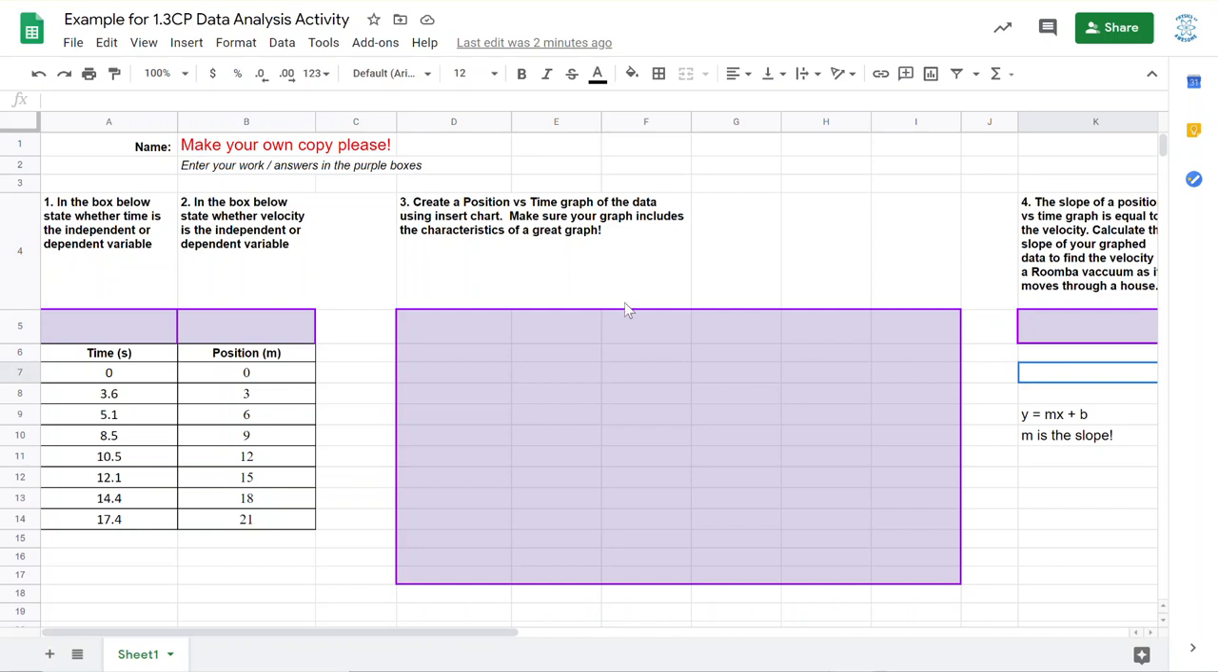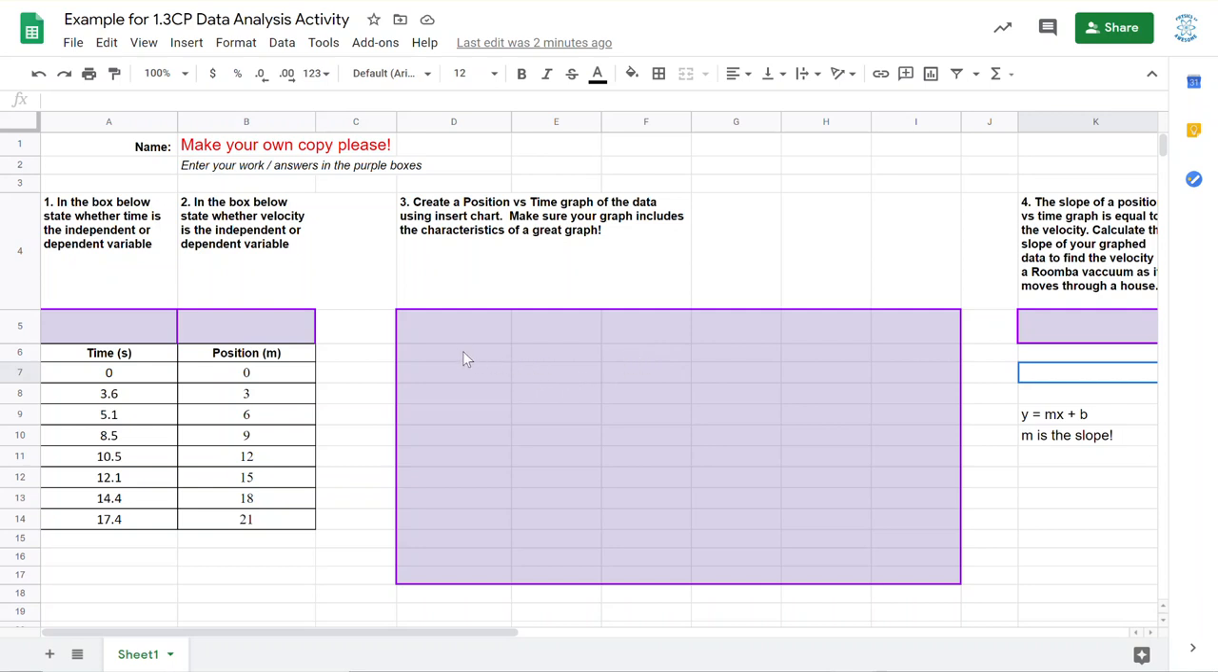Hey everyone, I'm going to show you how to use Google Sheets to make a graph. Now, the data that I'm using here may or may not be the same as the data that you're using for your activity, so please make sure that you read your directions carefully and answer the questions that you are being asked for your activity.